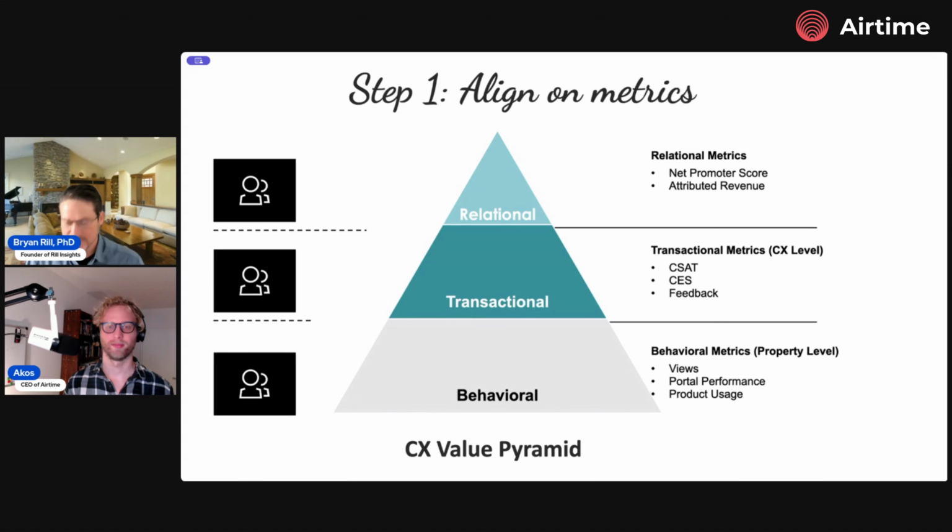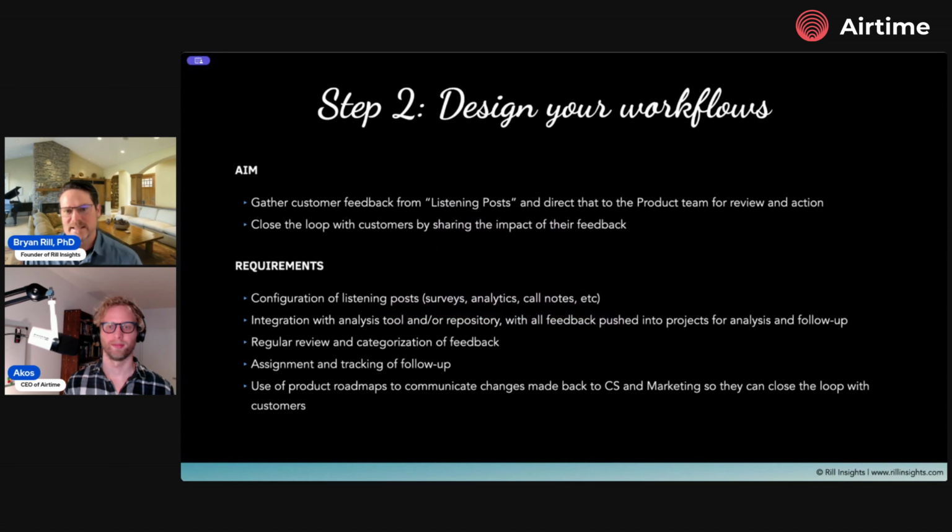That's step one. Okay. Step two is then designing the workflows that go along with this. And to me, really, there's two major objectives here. One is making sure that we're gathering feedback and we're directing that to the product team for review and taking action. Now, I'm speaking strictly from the perspective of product research right now. Obviously, there's other teams that want to consume the information, but I'm trying to build a workflow for product managers, right? And then also the second step is closing the loop.